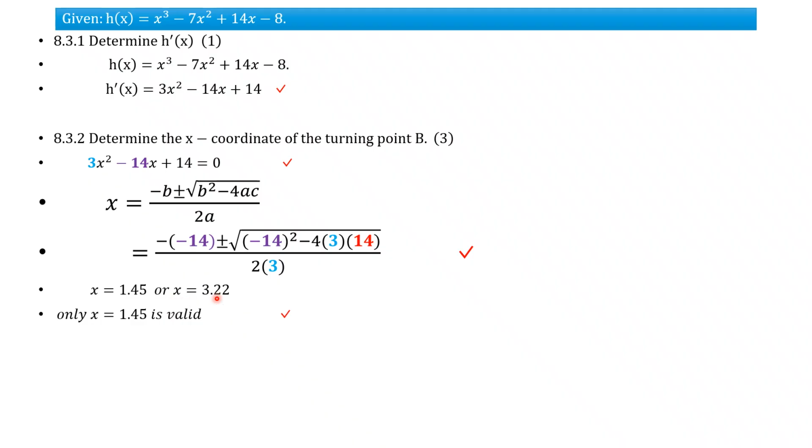For B, where B is the turning point, x can only be 1,45. That's the answer that's valid. So 1 mark for equating the first derivative to 0, another mark for correct substitution, and another mark for selecting the correct answer. Right, so let's go to the last question.